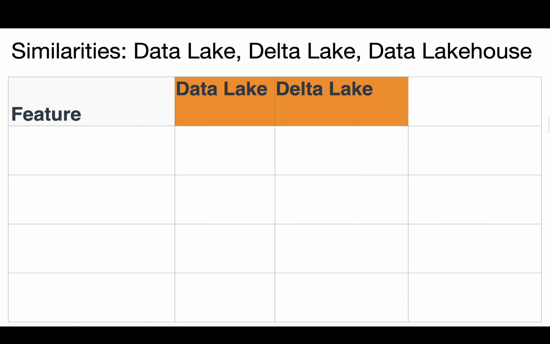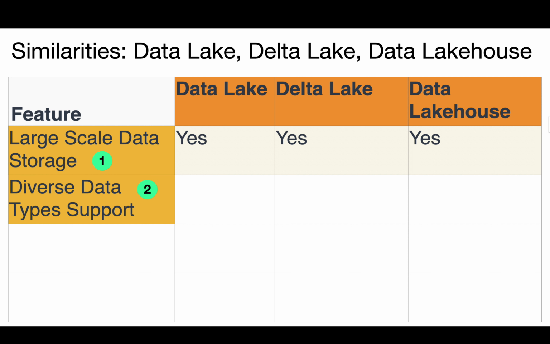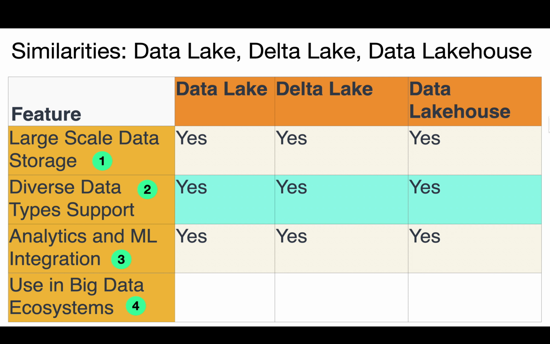Similarities: data lake, Delta Lake, data lakehouse. 1. Large-scale data storage. All three are designed to store large volumes of data, accommodating big data needs. 2. Support for diverse data types. They can store various types of data, including structured, semi-structured, and unstructured data. 3. Integration with analytics and ML tools. Each can be integrated with modern analytics and machine learning tools, facilitating advanced data processing and analysis. 4. Use in big data ecosystems. Commonly used in big data ecosystems, supporting data storage, processing, and analysis at scale.